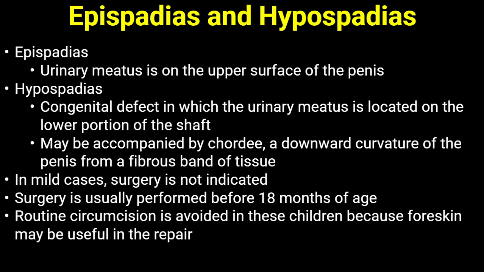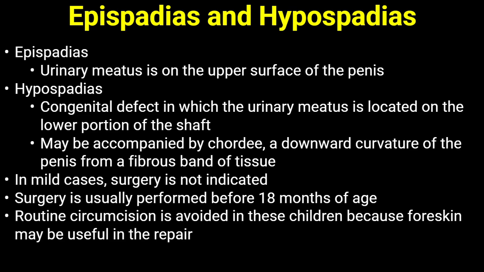Epispadias and hypospadias are congenital abnormalities in which the urethral opening is not located at the tip of the penis. With epispadias, the urinary meatus is located on the upper dorsal surface of the penis. This condition is much less common than hypospadias and may be associated with bladder exstrophy. With hypospadias, the urinary meatus is located on the underside, ventral surface, of the penis. The opening may be just below the tip or farther down the shaft near the scrotum, depending on severity.